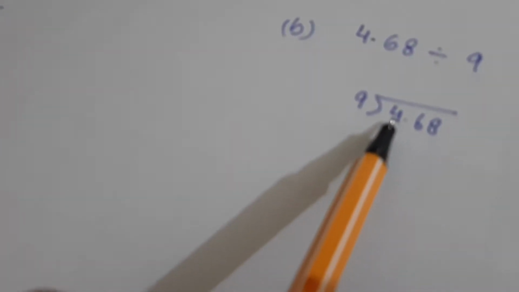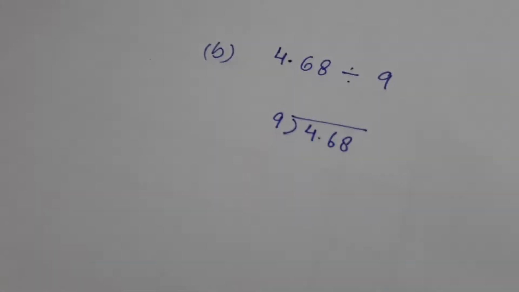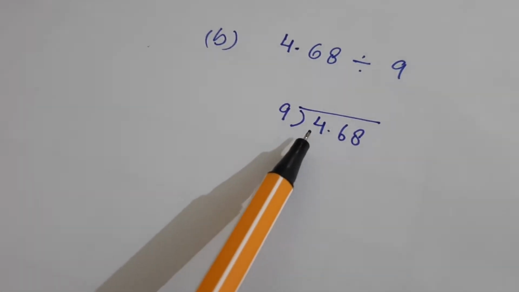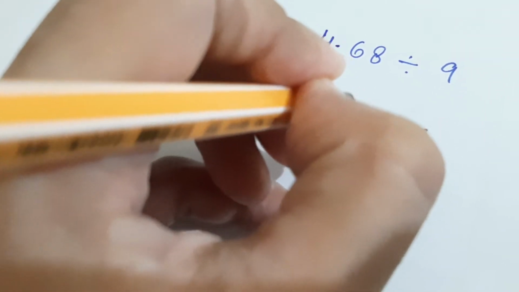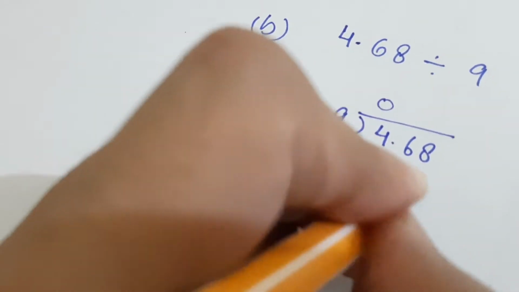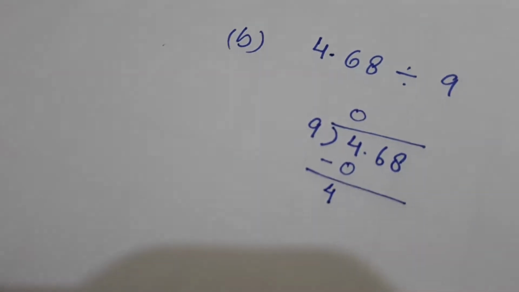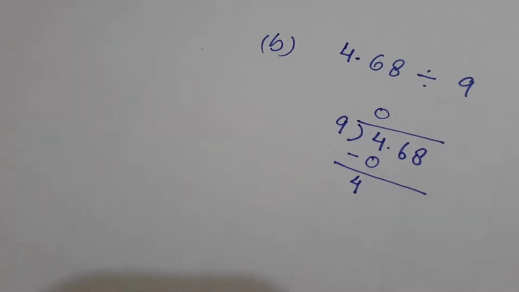Is 4 divisible by 9? So is 4 divisible by 9? No, it's not. So we are just simply going to do it with 0. So 9 times 0 is 0. 4 minus 0, it's 4. Okay, this is the division that we have to do it this way.